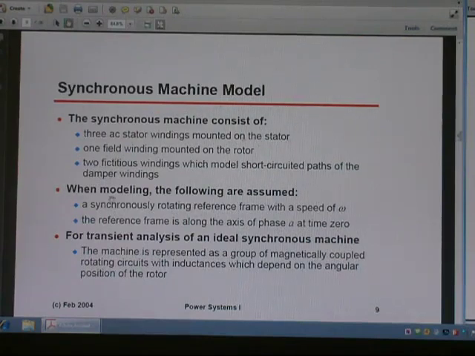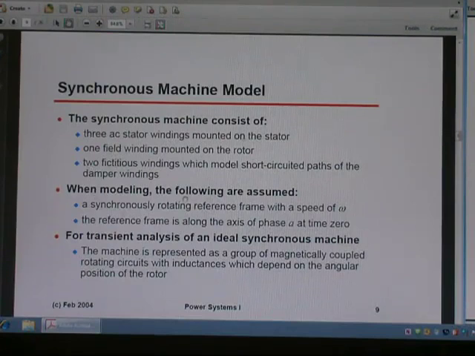So when modeling, the following are assumed: a synchronously rotating reference frame with speed omega. The reference frame is along the AC of phase A at theta 0, and for the transient analysis of the synchronous machine, the machines are represented as a group of magnetically coupled rotating circuits with inductance which depends on the angular position of the rotor. So the synchronous machine normally includes the stator winding on the stator, and the field winding on the rotor, and 2 fictitious windings which model the short circuit paths.